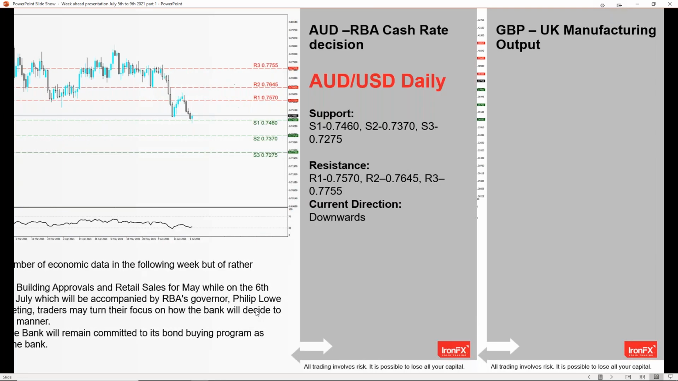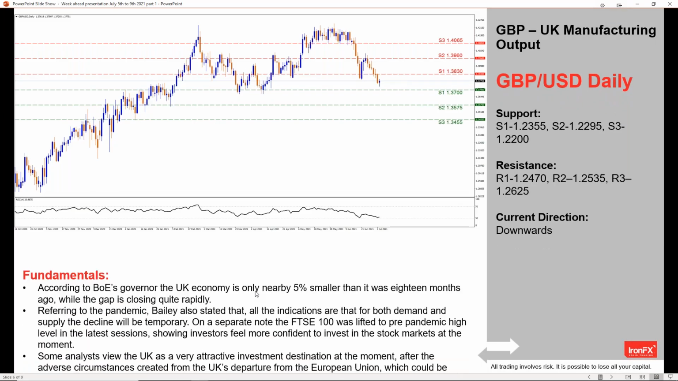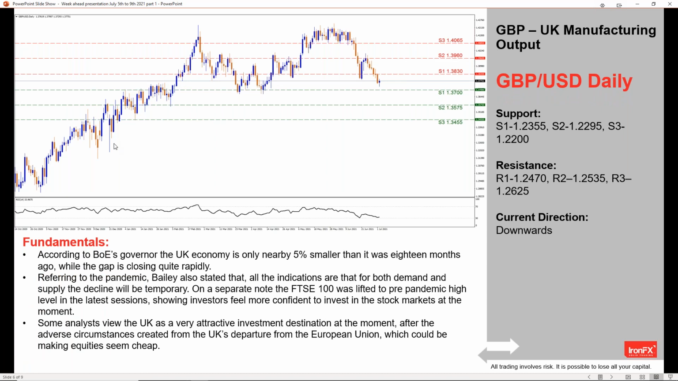Let's move to the next currency, which is GBP, and we are seeing the cable daily chart. So the most important event is the UK manufacturing output. We also get the UK GDP data. In general, we are seeing cable coming downwards. It hasn't really attempted the S1 1.37, which is good, which means that traders are holding up and the buying orders could be coming in.